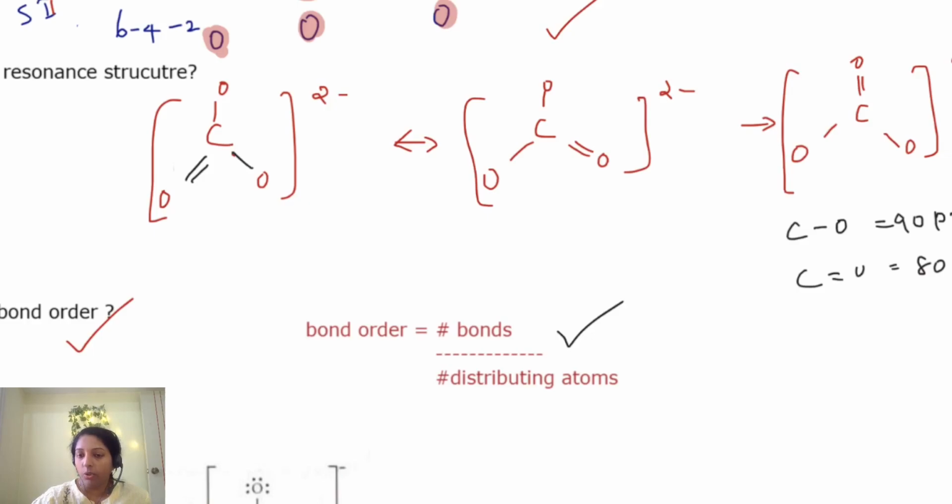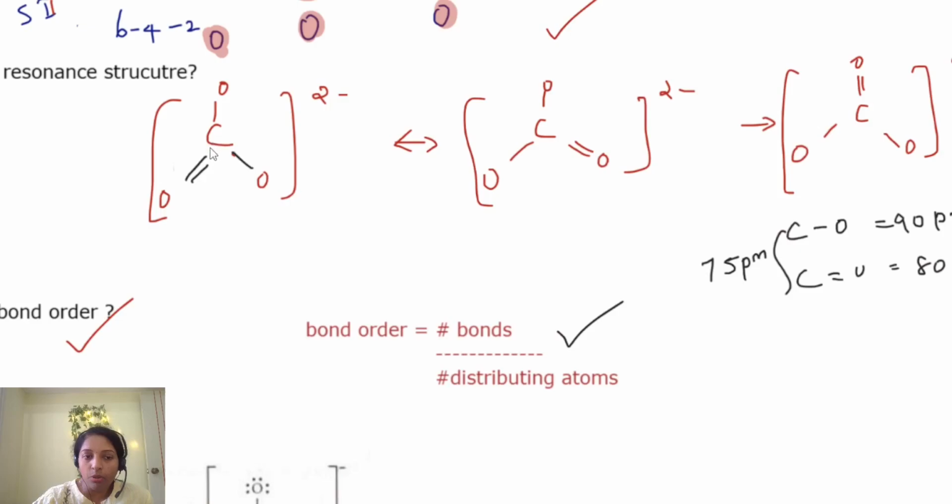Not like that. You can't see any two bond lengths here. In this kind of case, there is only one bond length, which is 75 picometer, like the average of this thing, right? If it is exactly 1.5, that is the bond order. So how do you calculate the bond order? Number of bonds divided by distributing atoms.